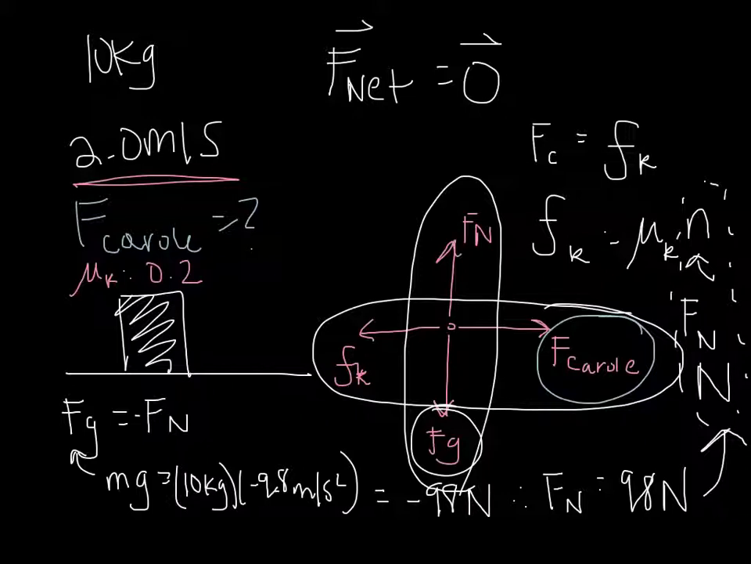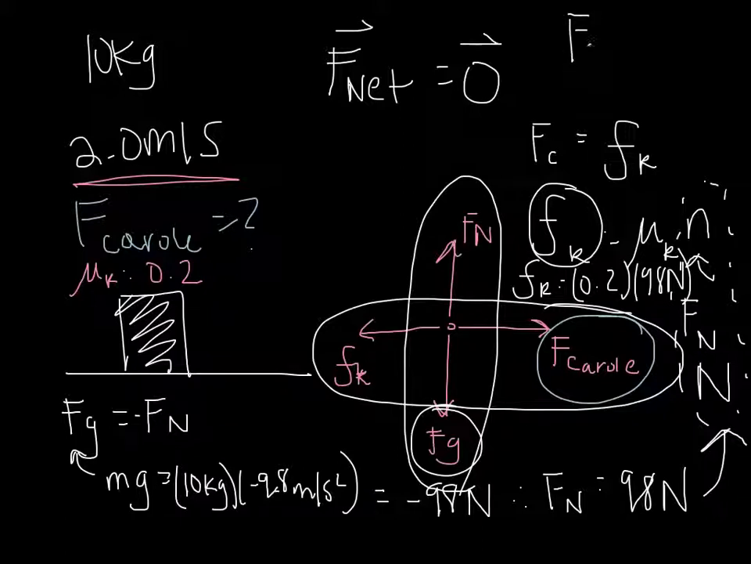So in that case, my kinetic friction force, F sub k, would be equal to 0.2 times 98 newtons. And that means that our final answer for this force for Carol is equal to the F sub k, which is equal to 20 newtons. About 20 newtons. So this is the force that Carol needs to apply to the box to keep it moving at a steady speed, a constant steady speed.